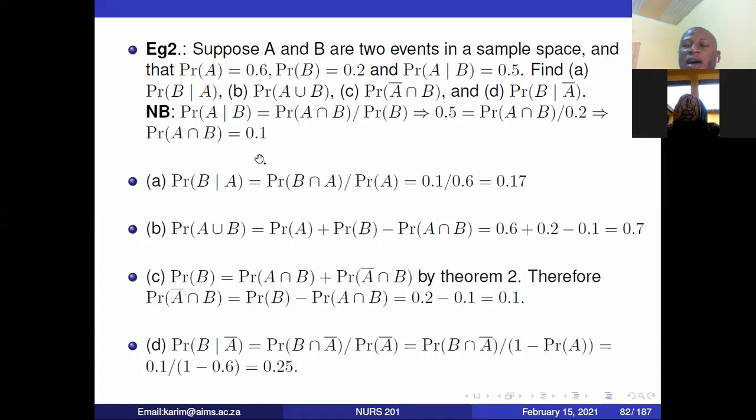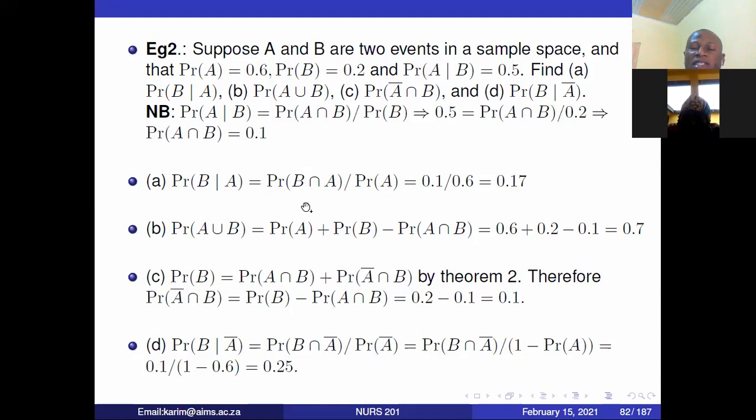Now let's answer our problem. The A, probability of B given A. This is the same thing as probability of B intersection A. Note that probability of B intersection A is the same thing as probability of A intersection B, so whichever direction is correct. So probability of A intersection B divided by probability of A.